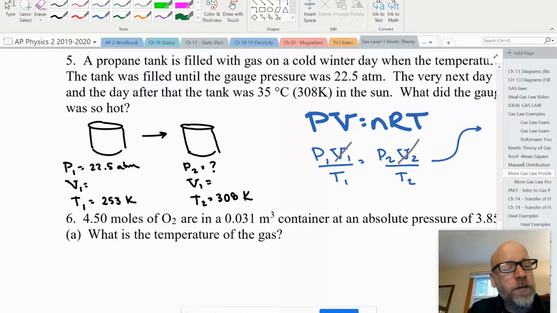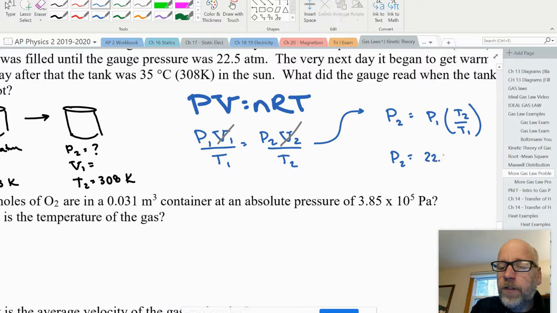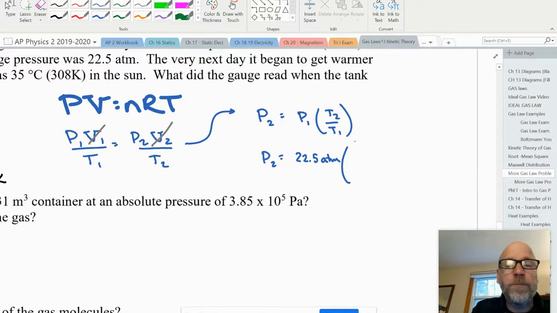I could convert it to pascals, but you know what? I'm going to just leave it in ATMs. Why? Because I can do that. What are you going to do about it?